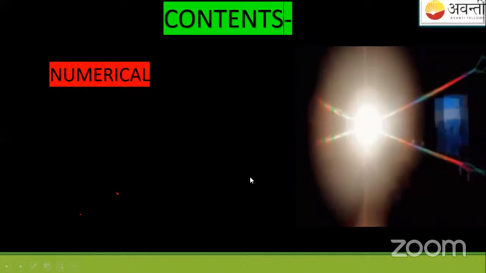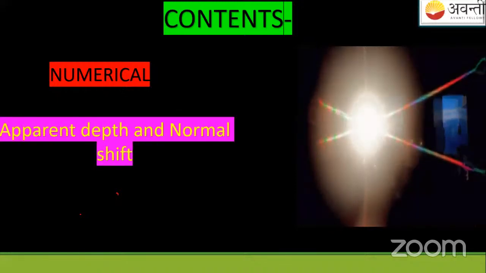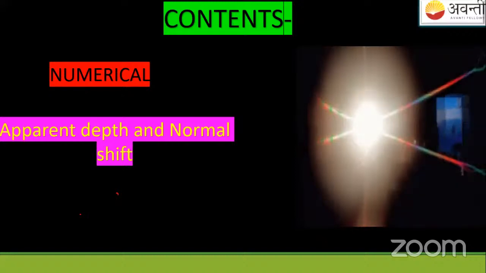Now, students, let us proceed to the contents of this. So this is today's class contents, by the way. All of you, all the students here. So first we'll go with the numericals. Okay, numericals we have already seen. We'll see the apparent and normal shift, a new topic.